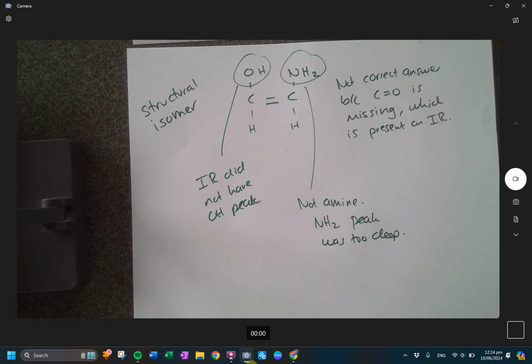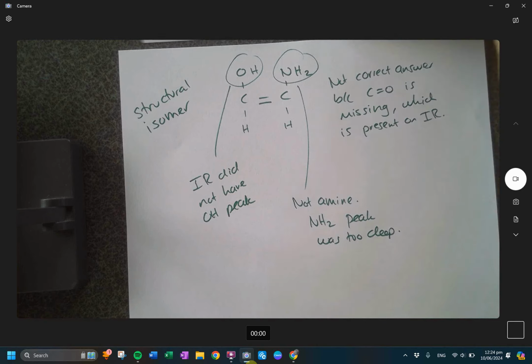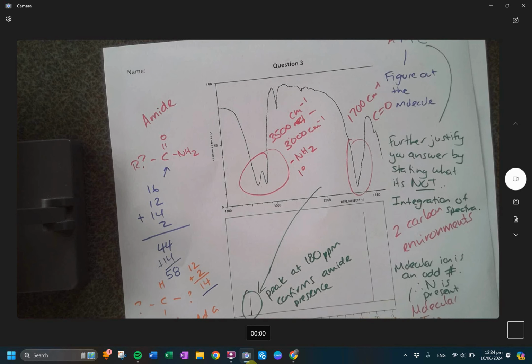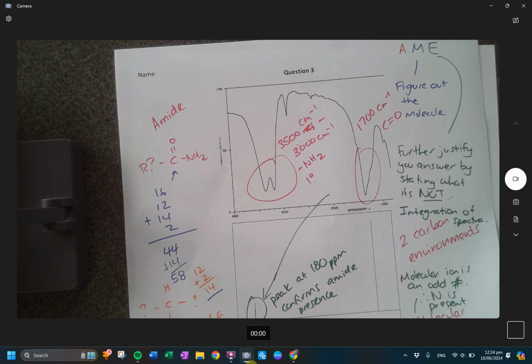So that's what I'm looking for in the excellence. Excellence is eliminating one of the isomers and why. So this is a potential isomer. There's another way to do that, and that's with the carbon environments. But in this case, there's only one type of carbon environment because it's only 2 carbons in length. So there's no way you could have had a 1 carbon peak.